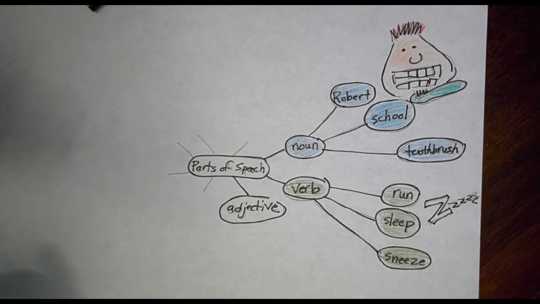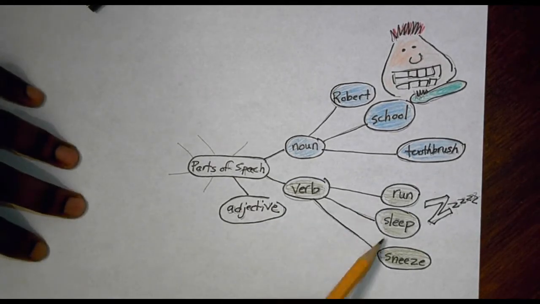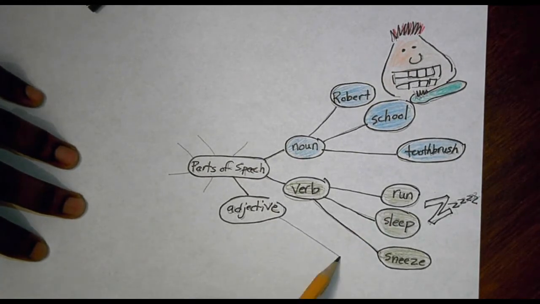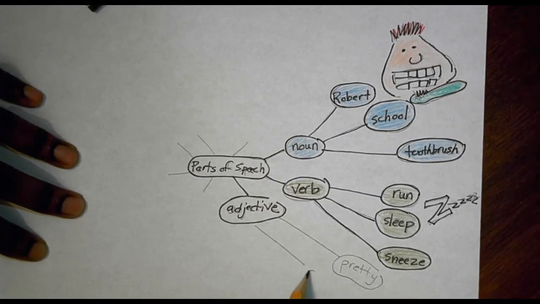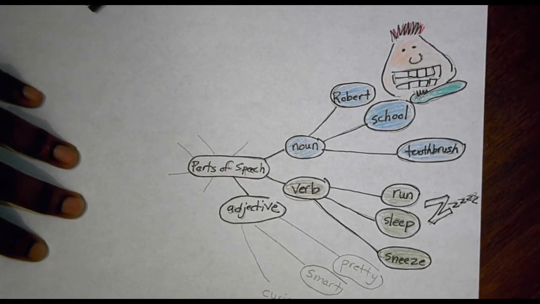Go over that. I'm going to take my pencil out to do my 3 examples as I did for noun and verb. Just kind of stretch these out. So descriptive words, pretty. Put a bubble around that. Smart. Put a bubble around that one too. And then maybe I'll go ahead and say curious. Why not?